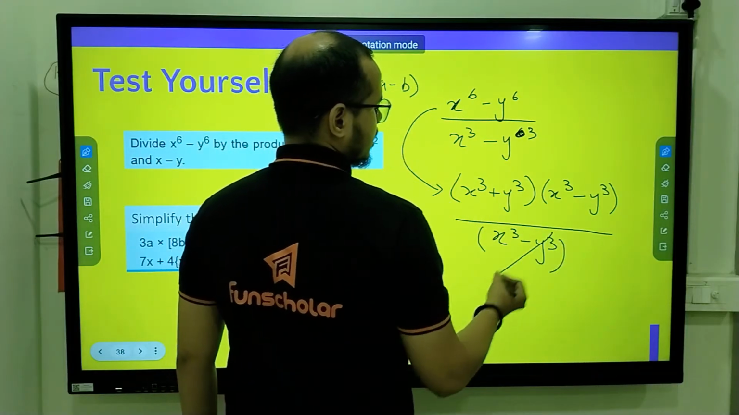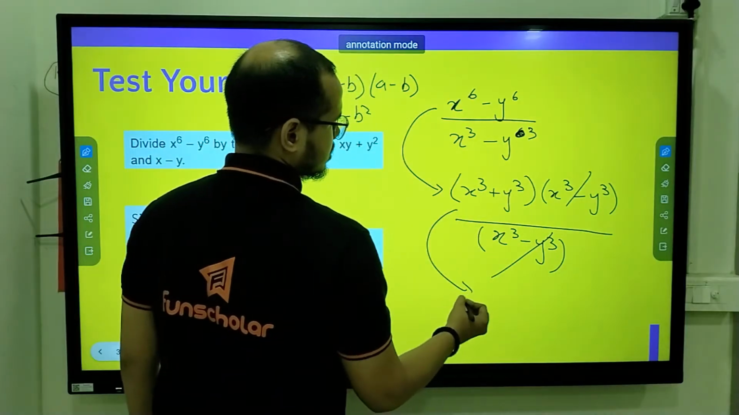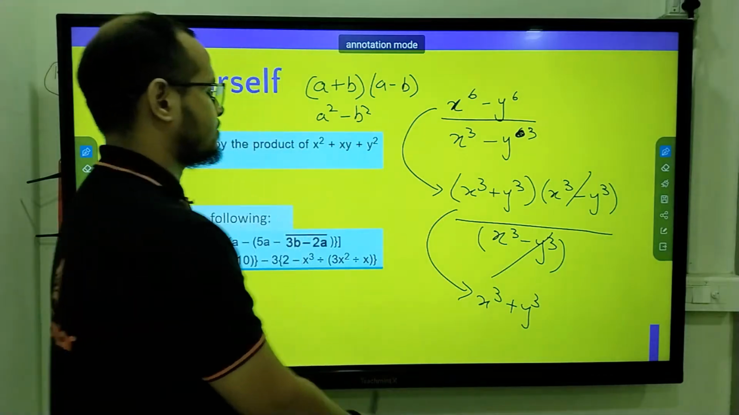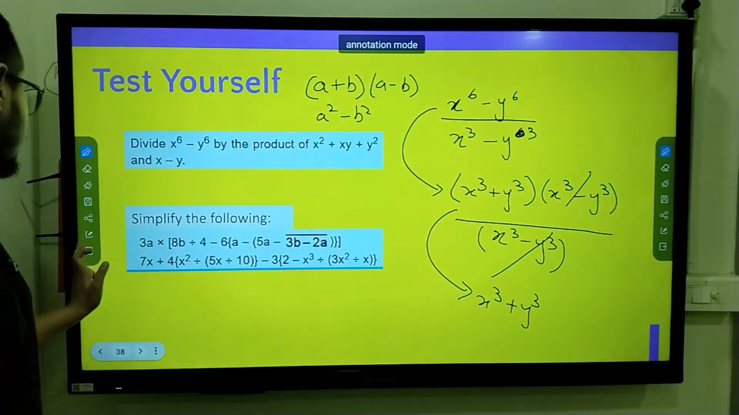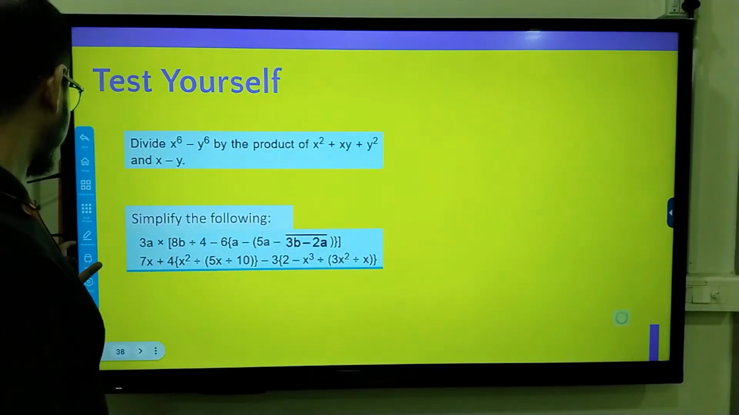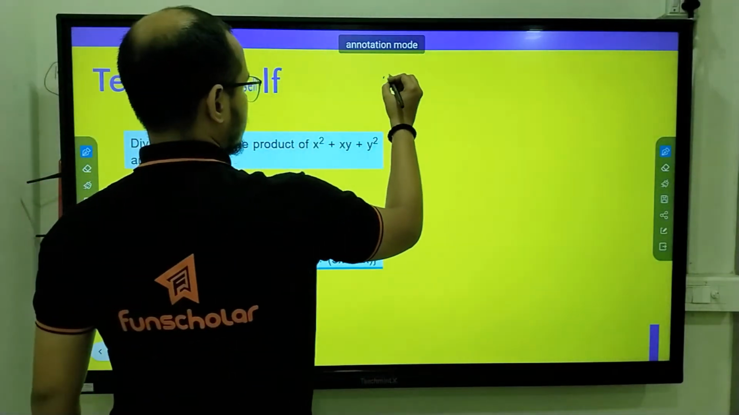Okay, so this and this cancels out, remaining with the answer as x cube plus y cube, which is the answer. Okay, first one done and dusted. Second, simplify this. Okay, now let's write it down.